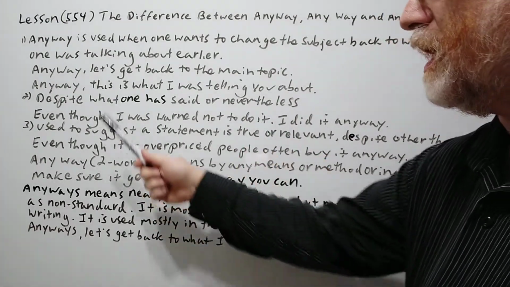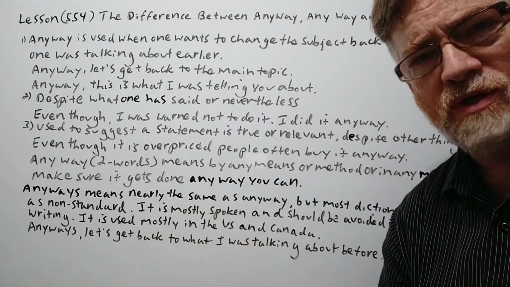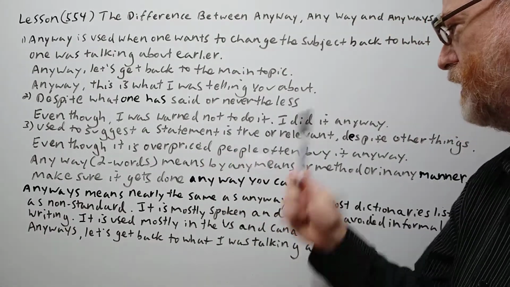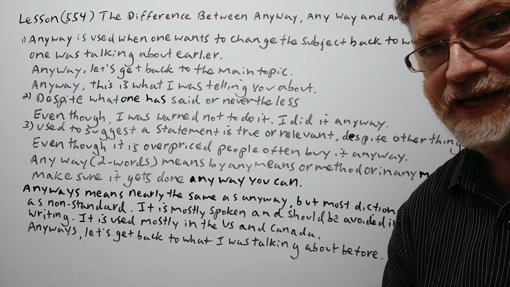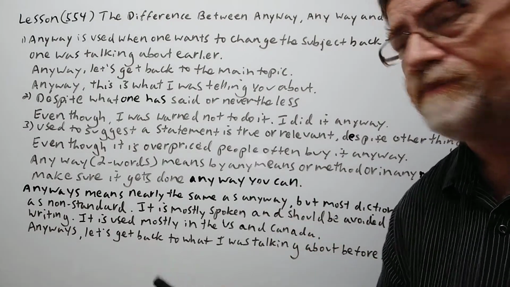Here's the second use of anyway. It means despite what one has said, or nevertheless. So we use it just like we might use nevertheless. Even though I was warned not to do it, I did it anyway. I did it nevertheless. That's basically what you're saying here.